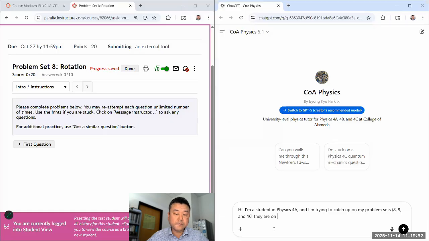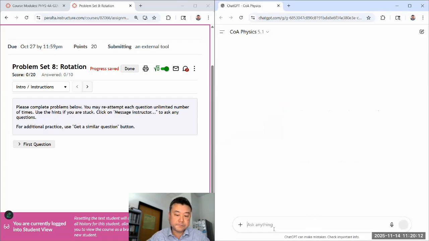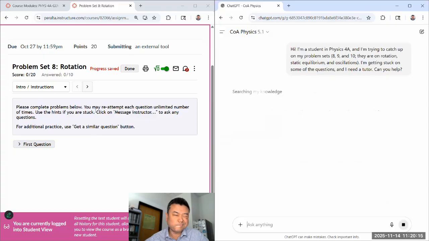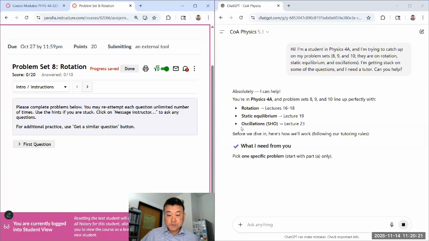They are on rotation, static equilibrium, and oscillations. I'm getting stuck on some of the questions, and I need a tutor. Can you help? Yeah, we'll start out with that. I think that maximizes the chance that it'll do well.